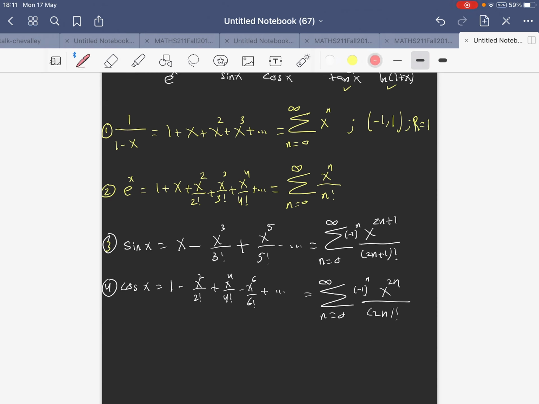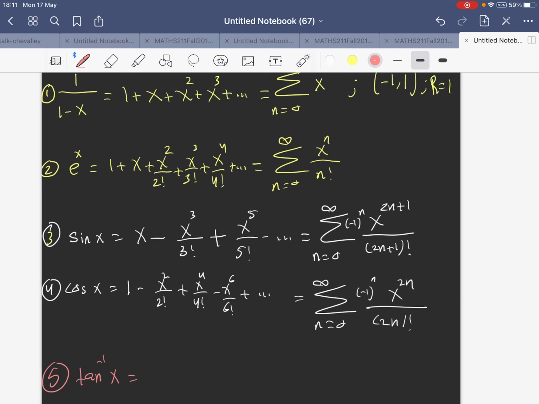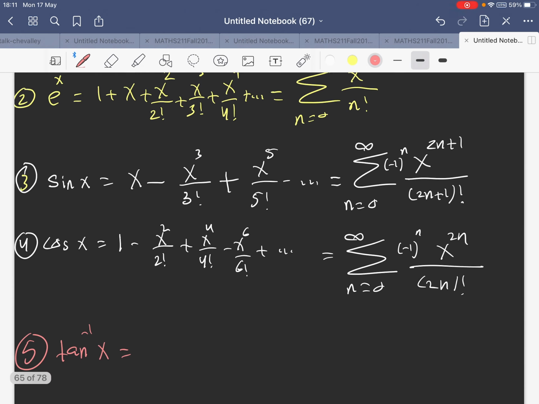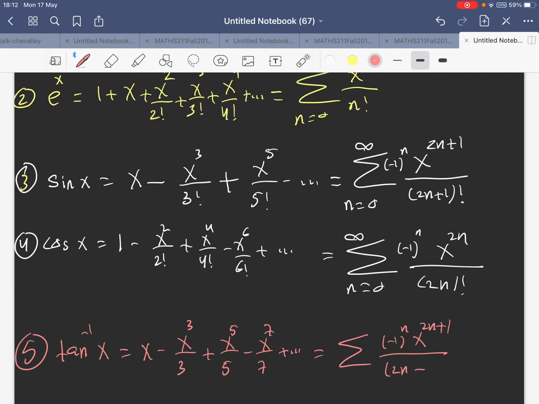The tan, I can't even write the tan. Let me do it in a different color. The tan inverse of x. It's exactly like the sine, but without the factorial. So it would be x minus x cubed over 3 plus x^5 over 5, and I guess this one will be minus x^7 over 7, and so on. Which is just take the alternating, take the odd power, and off we go.